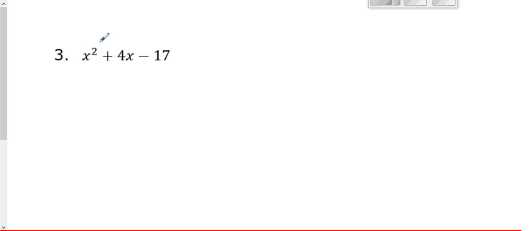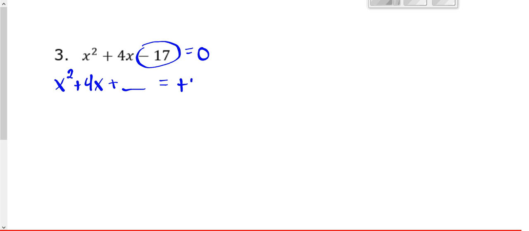And we talked about that completing the square would be best here because it has a coefficient of 1. So I am going to go ahead and place this on the other side of my equal sign. So I'll have x squared plus 4x. And now I'm going to end up adding something here to complete my square. And I'll have positive 17 on the other side after adding it to both sides.